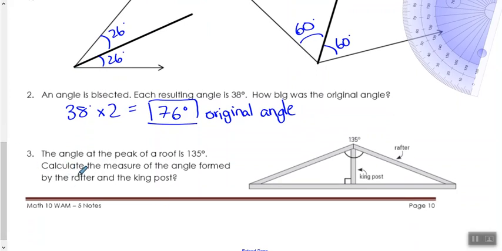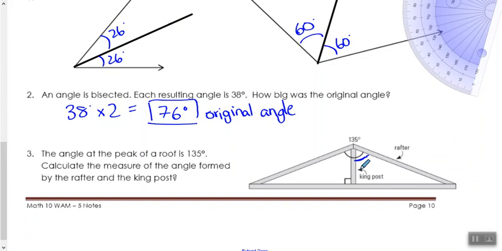Question number 3, the angle at the peak of a roof is 135 degrees. Calculate the measure of the angle formed by the rafter and the king post. So here's a king post, here's my rafter. So finding the measure of the angle between the rafter and the king post, that's this right here. And you will notice that it's going to be half of this 135 degrees.